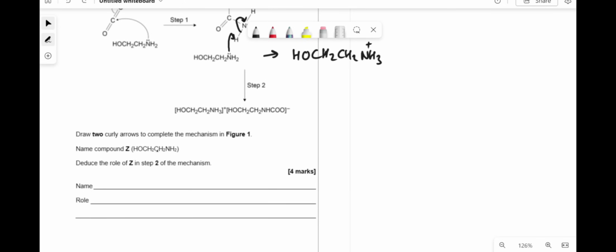So the carbon chain is 1, 2, so it's going to be ethan-something. It's got an alcohol in, so it's going to be ethanol, and it's got an amine on the second carbon. So it's going to be 2-aminoethanol. And what's it doing in step 2 of the mechanism? Well, what's happened is it's accepted a proton, so it acts as a base.